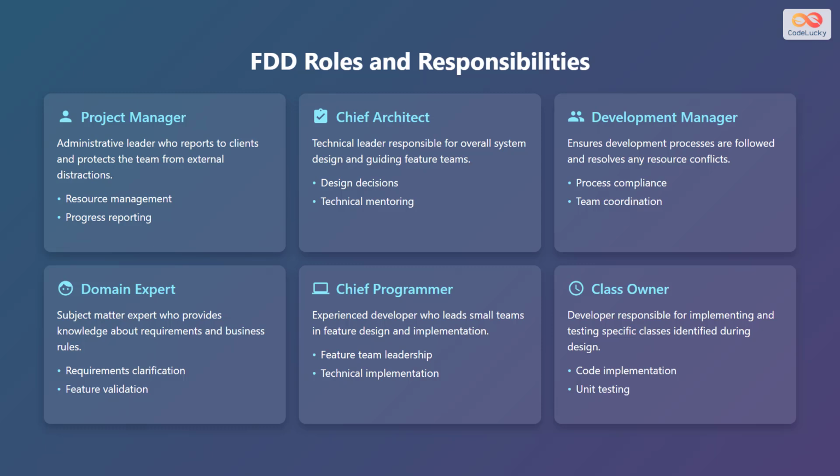Fifth, chief programmer. Chief programmers are experienced developers who lead small teams in feature design and implementation. They lead feature teams and oversee technical implementation. Sixth, class owner. Class owners are the developers responsible for implementing and testing specific classes identified during the design phase. They focus on code implementation and unit testing.